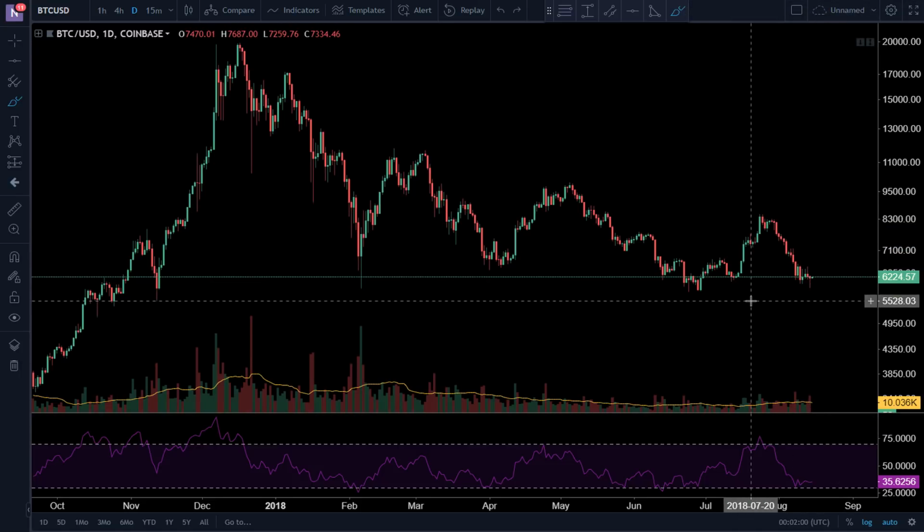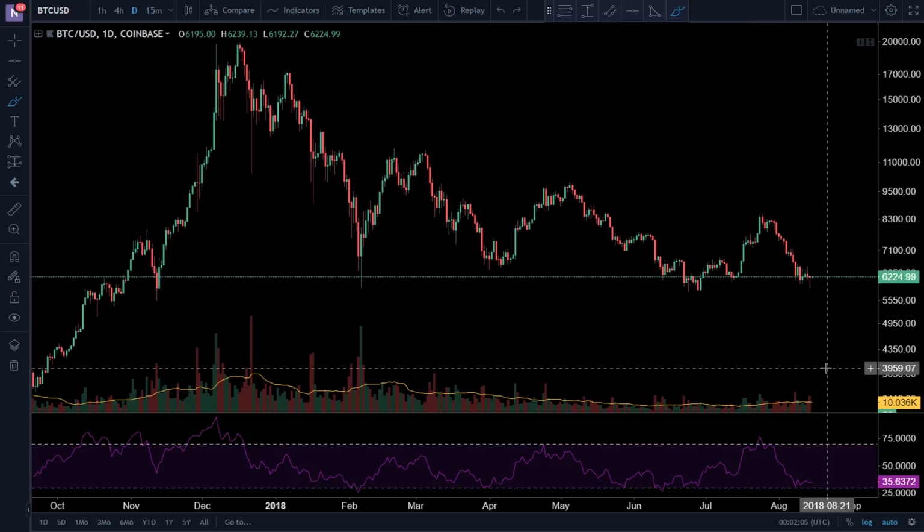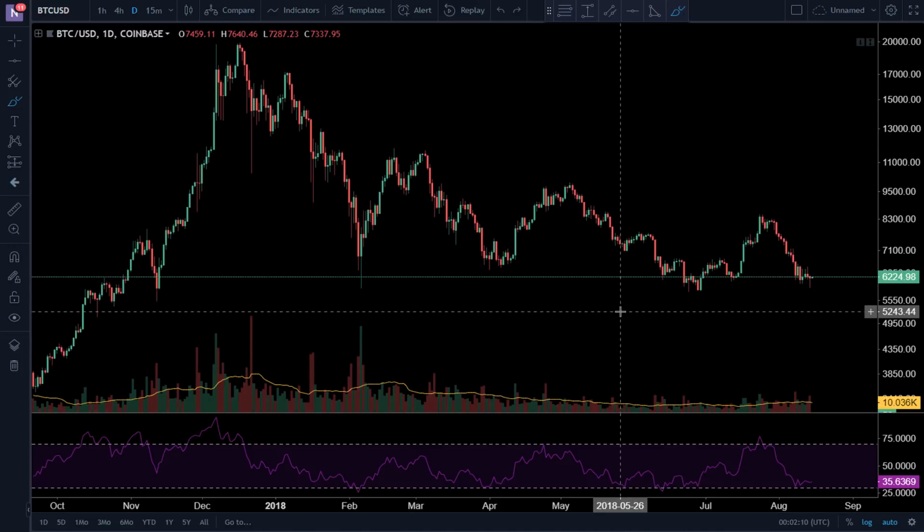This is what I said, the 5th time we've tested this 6,000 level, and people are waiting to see a recovery. The question is, are we going to get that? What's most likely? Okay. And that's what I want to kind of get into here today.